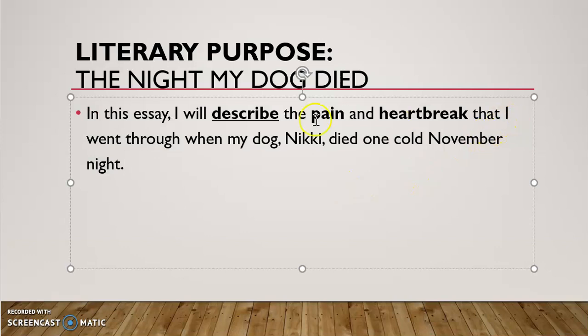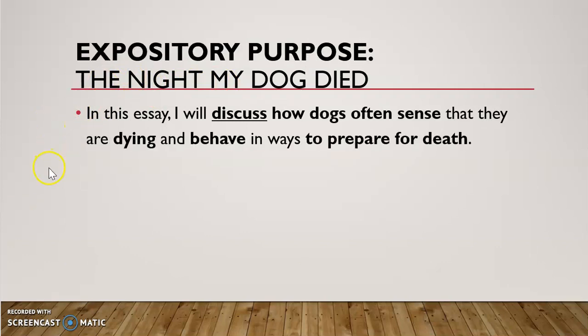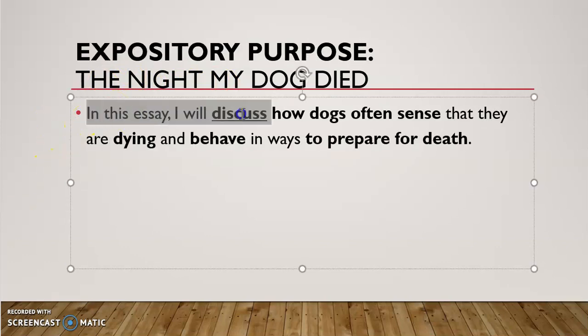So notice that I'm describing something, but I'm also talking about emotions, pain and heartbreak. Those are very personal experiences. And I also use the word I here, that I went through. Okay, so this falls under the literary genre because it's telling you about a personal experience that I had and the emotions related to that. Let's move on to see how this proposal could be written for an expository essay.